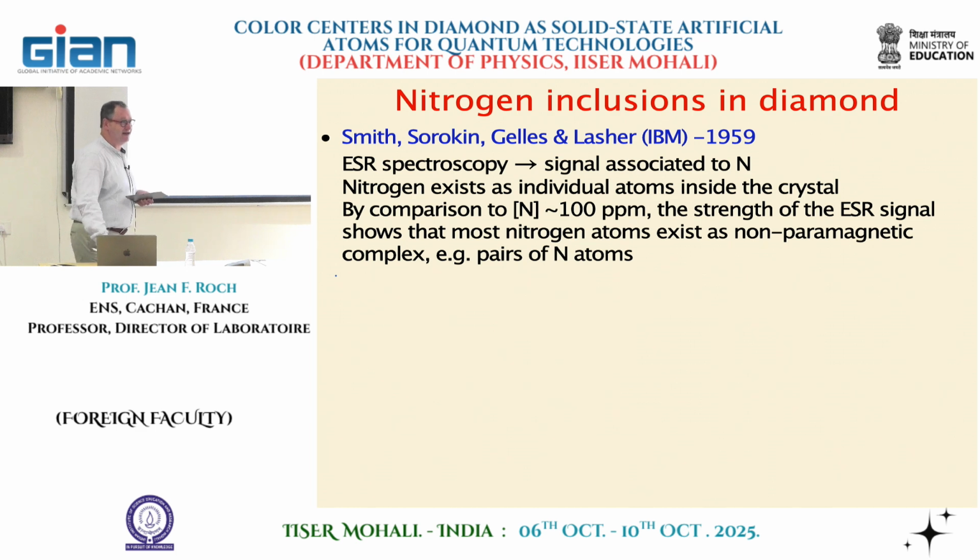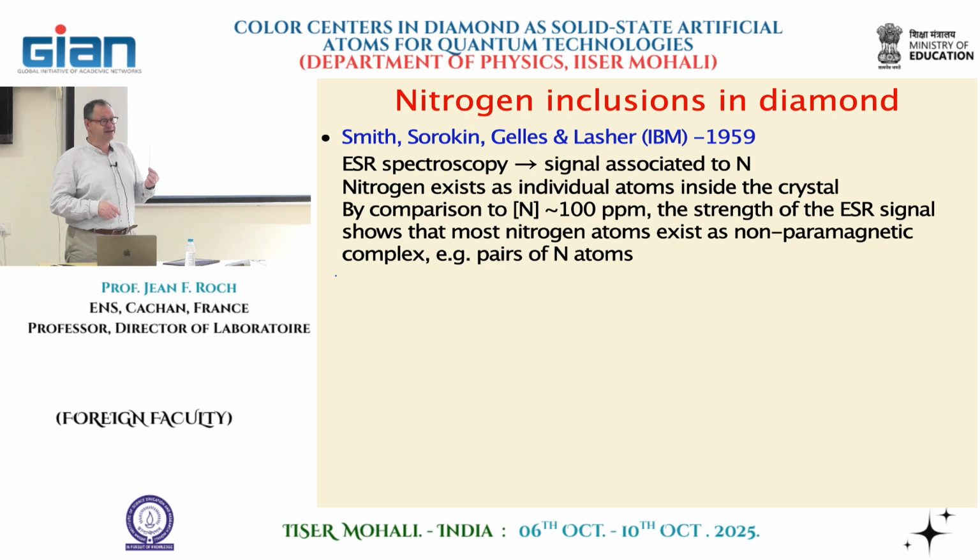Okay, now we come back to science, and we look at the nitrogen inclusion. If we take, for instance, a sample with about 100 parts per million, how are those impurities organized? And again, it brings us to the lectures of yesterday. There were people at IBM who decided to use electron spin resonance spectroscopy. And so they wanted to measure the signal associated with nitrogen. So they say, okay, in my lattice, I will have nitrogen impurities.